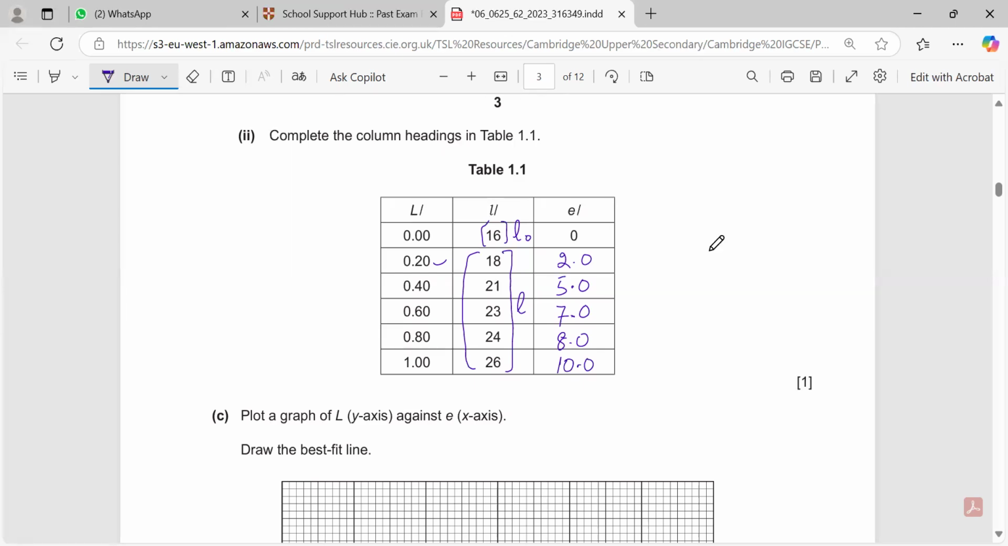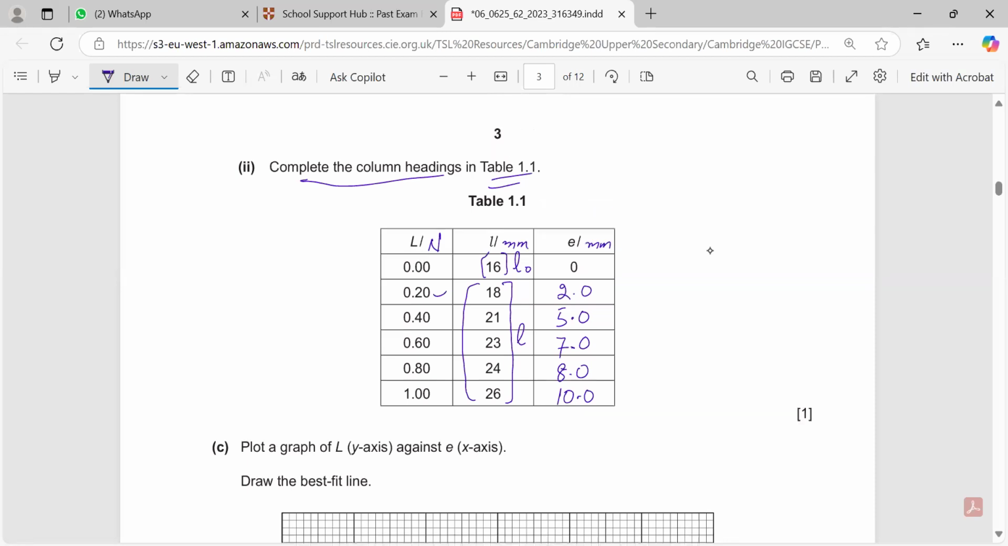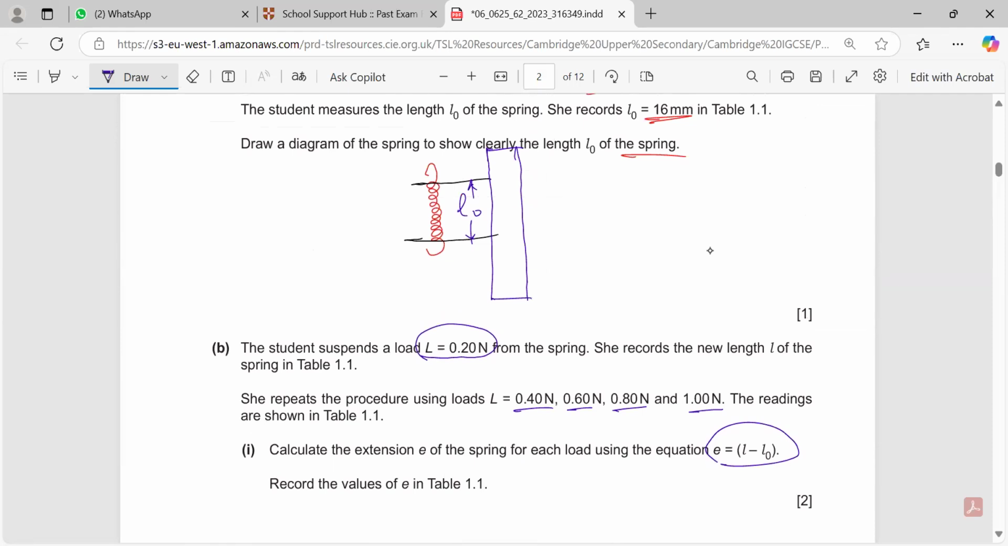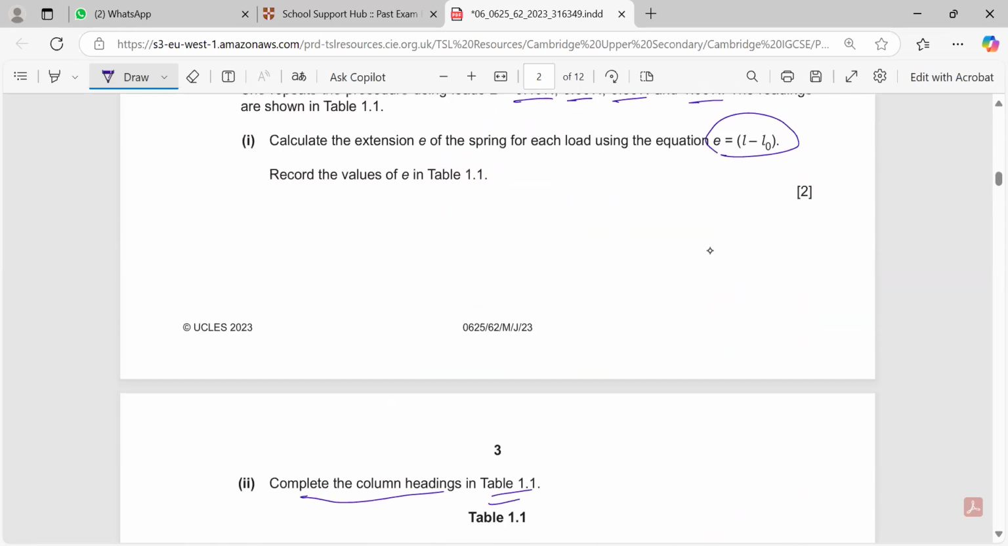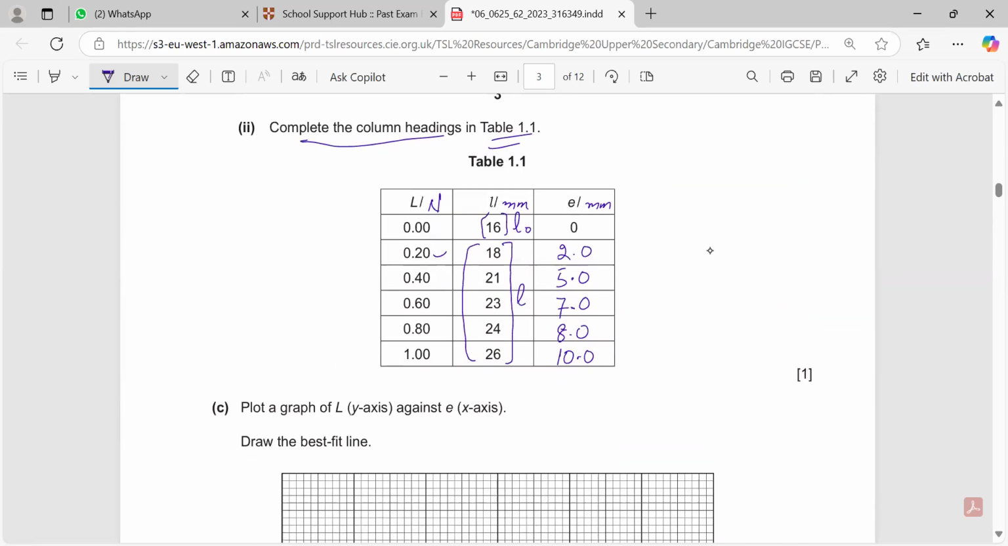Now, next is complete the column headings in the table. So load is in Newton, length is in millimeters, and extension is also in millimeters. As I told you yesterday, see the reading from the theory, we can get the units mostly. So 16 millimeter L0 is the original length, when no load is attached, and when there is load attached, that is the stretched length. Now in this case 18, 21, 23, 24, 26, these are all loaded lengths or stretched lengths. Only 16 millimeter is the unstretched length.